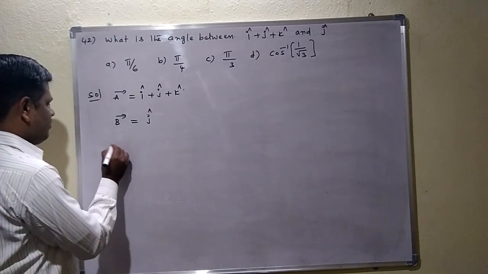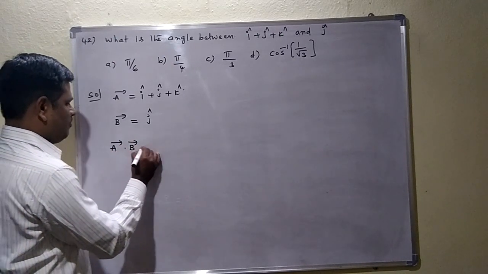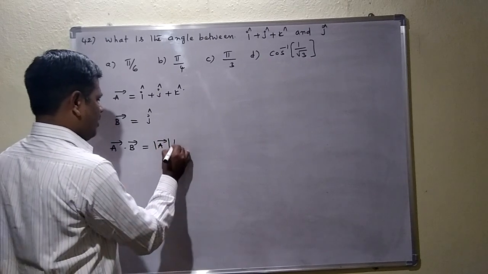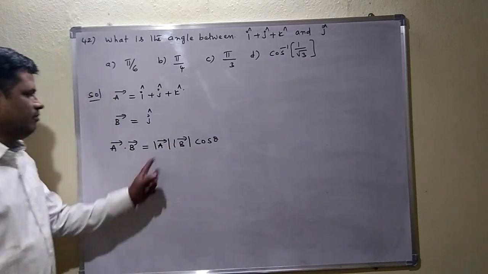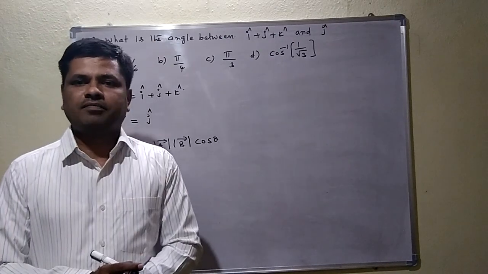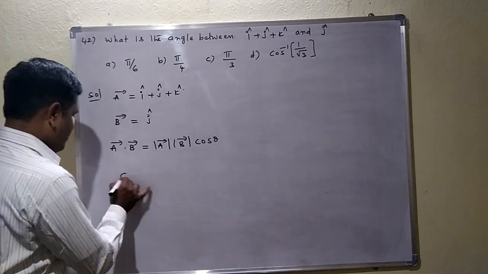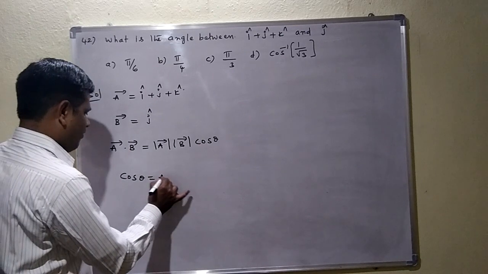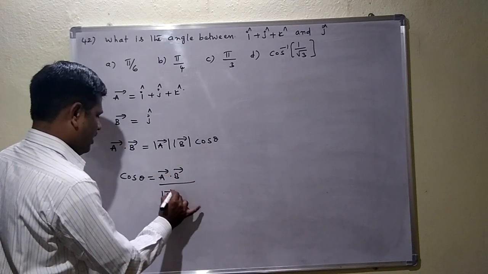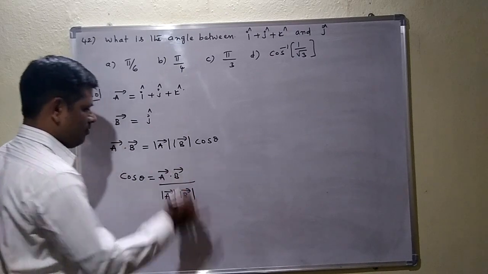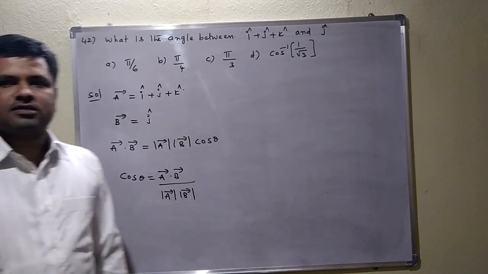Angle between them means we use the dot product here. A bar dot B bar is equal to mod A bar into mod B bar into cos theta. Here theta is the angle between A bar and B bar. So from this, cos theta is equal to A bar dot B bar by mod A bar into mod B bar. You can get like this.